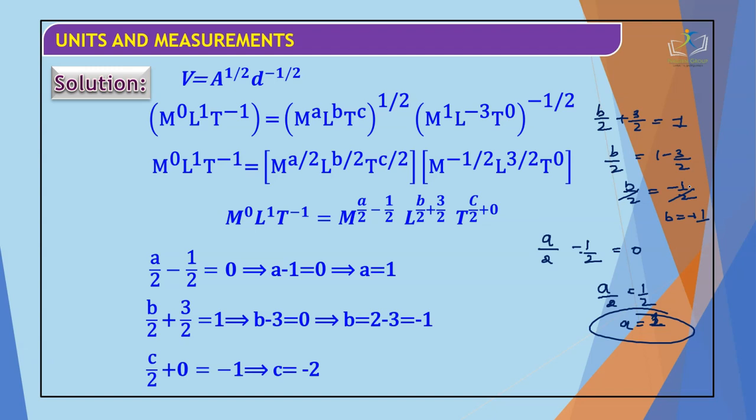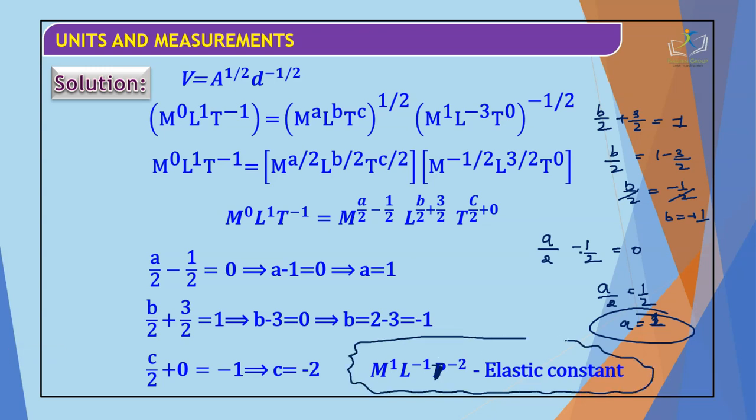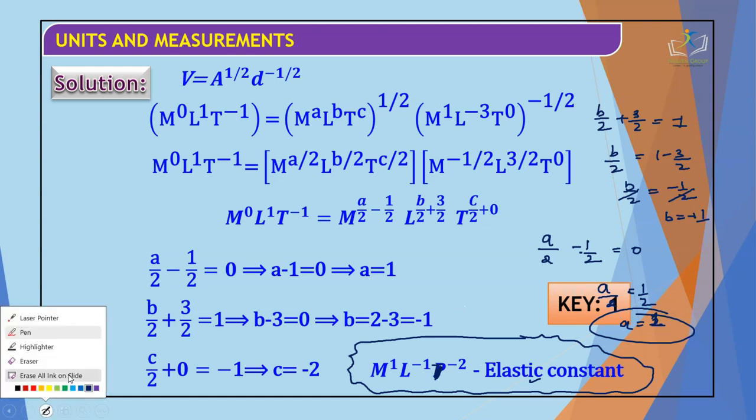The steps, are you understanding, students? Okay, so now the values of a, b, c, we put these in and we get the relation. This is actually T minus 2. So at the last, this is the value of the elastic constant. L minus 1, T minus 2, elastic constant. So from this, we can say the correct option is option 1, which is the elastic constant.